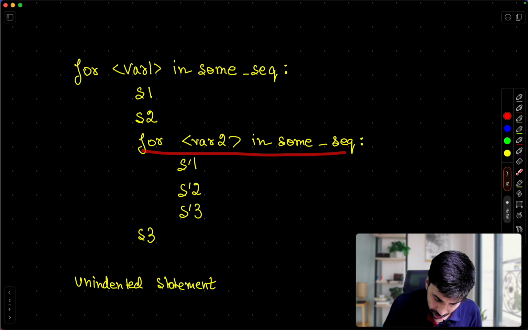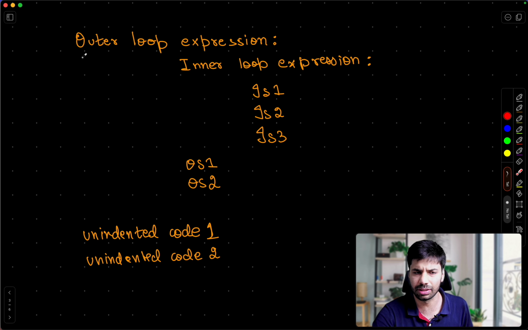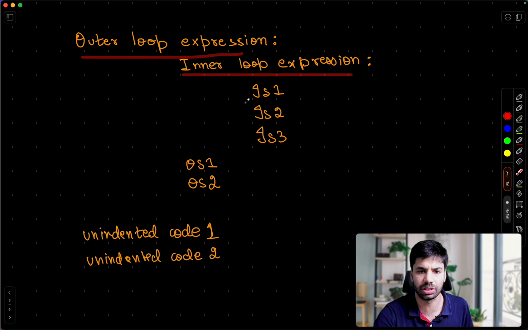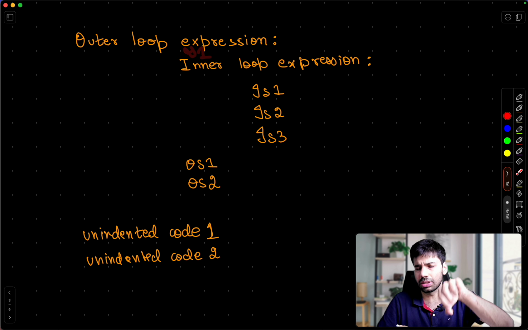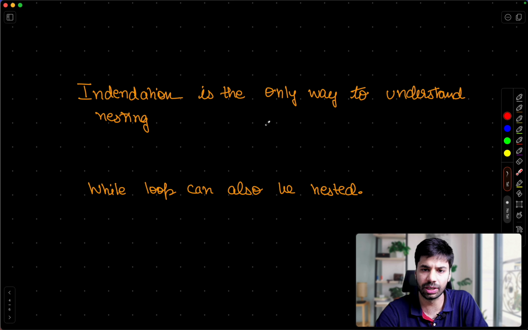When you write a for loop inside this, it can be on the same sequence or some other sequence, with statements 1, 2, 3 for the inside loop, then s3, and then an indented statement comes into the picture. So again this is just one more syntax: outer loop expression, inner loop expression, then inner statements 1, 2, 3, then outer statement. There can be some statement in between as well, and in sequence they are going to get executed, and once you come out you have the unindented code. Indentation is your only friend and the only way that you understand the nesting part, and a while loop can of course also be used.